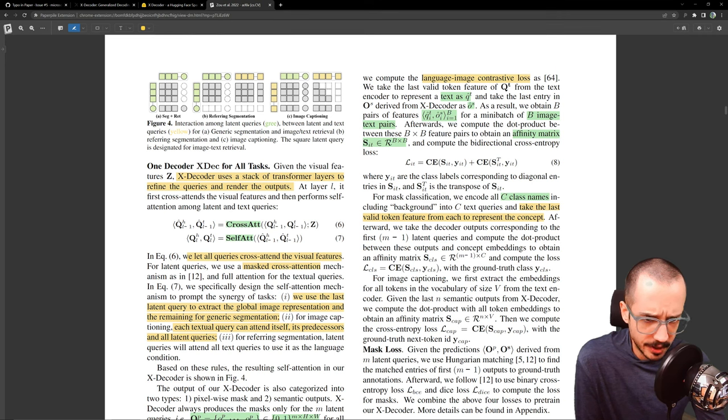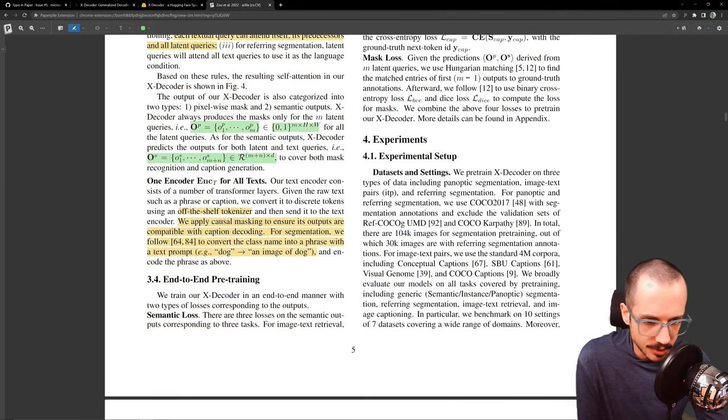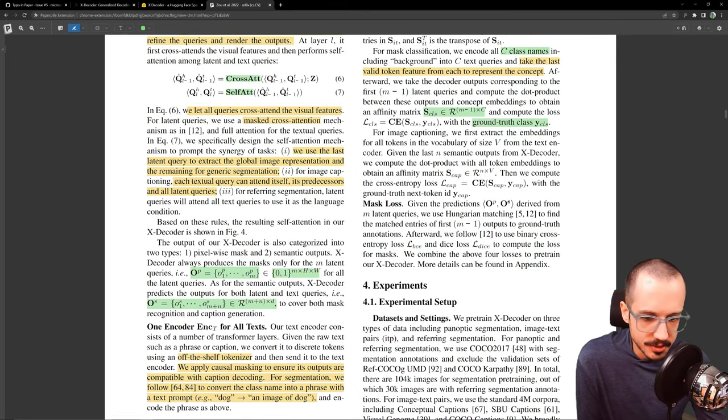Okay. So here you have the class affinity matrix and compute the loss L class with the ground truth class. So the datasets they are using for this are class datasets. I'm sure they'll say it, but I can almost guarantee you it's probably COCO. Yeah, here it is. I looked ahead.